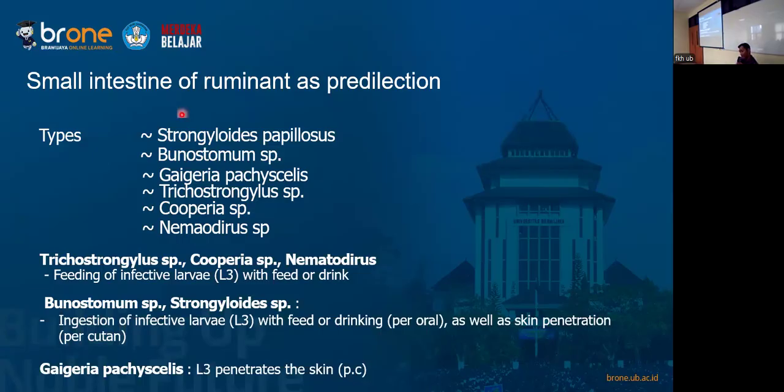All of these worms have the same predilection site, the small intestine. After that, I divide them into three groups: first group, second group, and third group. For the first group, Trichostrongylus, Cooperia, and Nematodirus, they have the same transmission. They can infect the definitive host per oral.